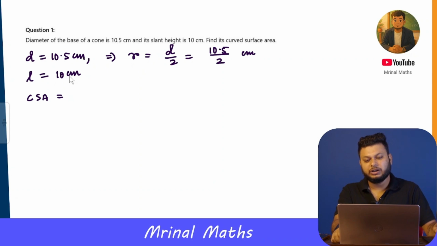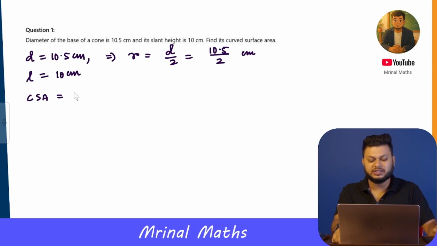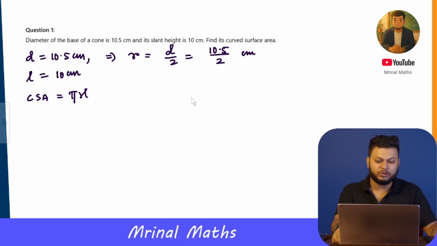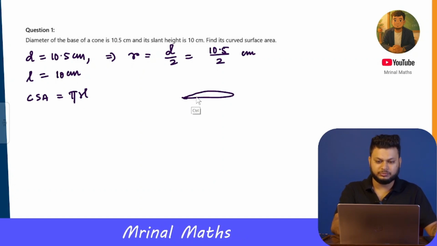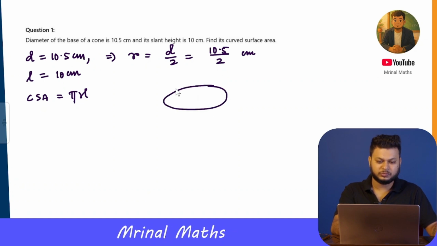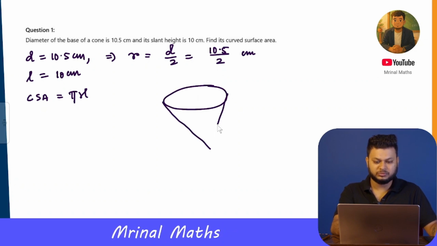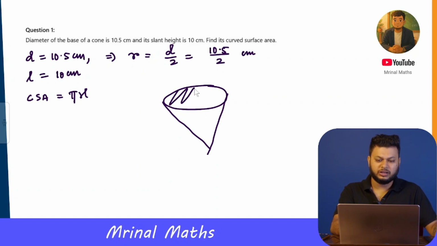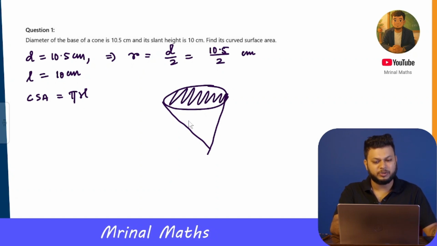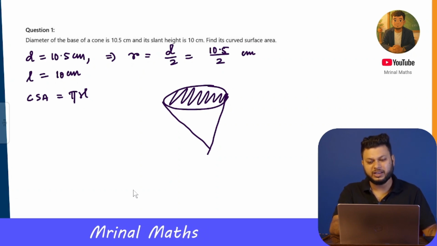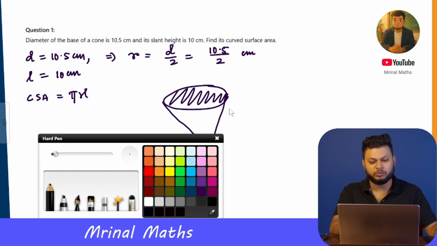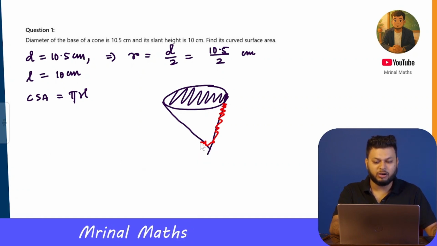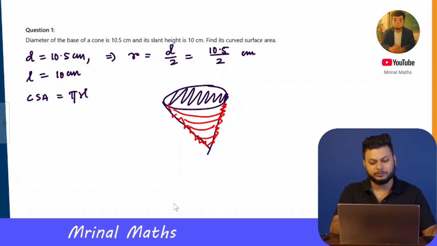Okay, the formula for finding the curved surface area is pi RL. If I redraw the figure for you, this is the circular part of this particular cone, which is also called the base of the cone. Here they specifically meant the curved surface area of the cone. So we are going to find the area of this curved portion only.